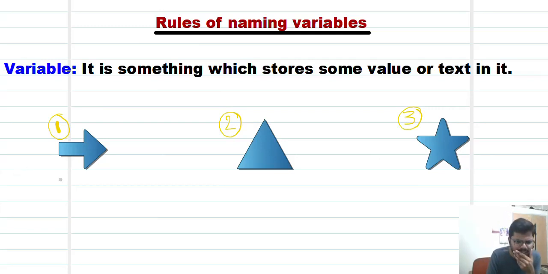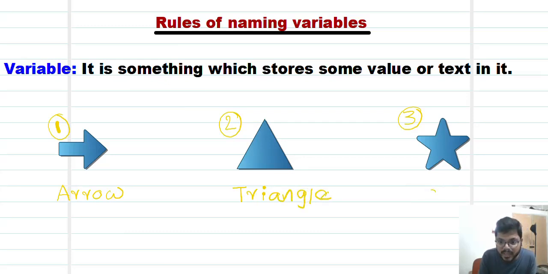By this arrow diagram you can clearly define it is an arrow. By this you can clearly define it is a triangle. By this you can define it is a star. So by seeing the shape or the properties of certain shapes, you define a certain variable or certain name for it. A variable is nothing but a name, but it will store some information.